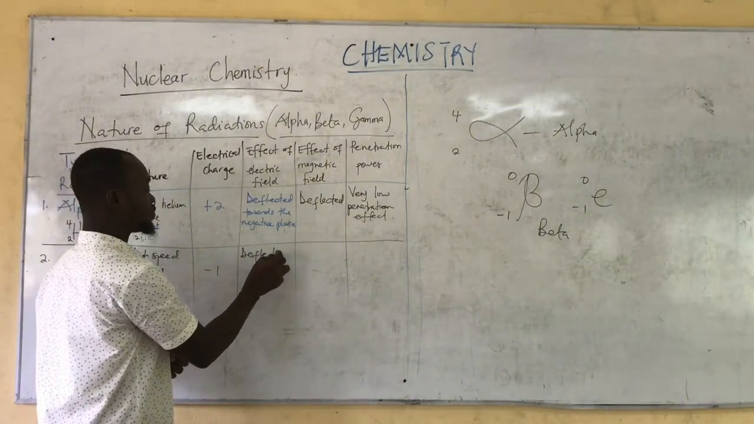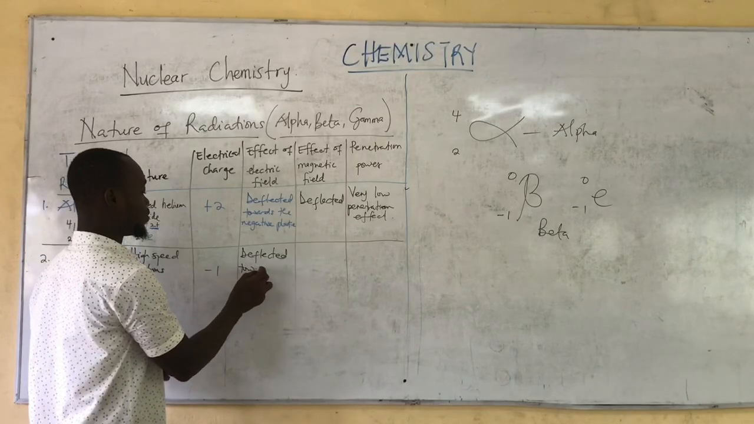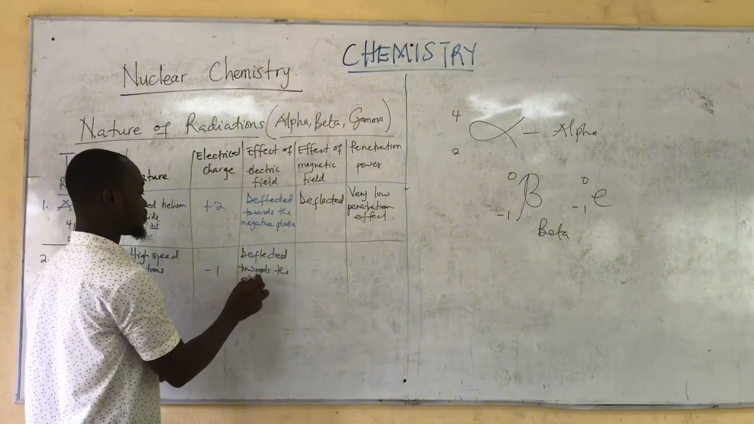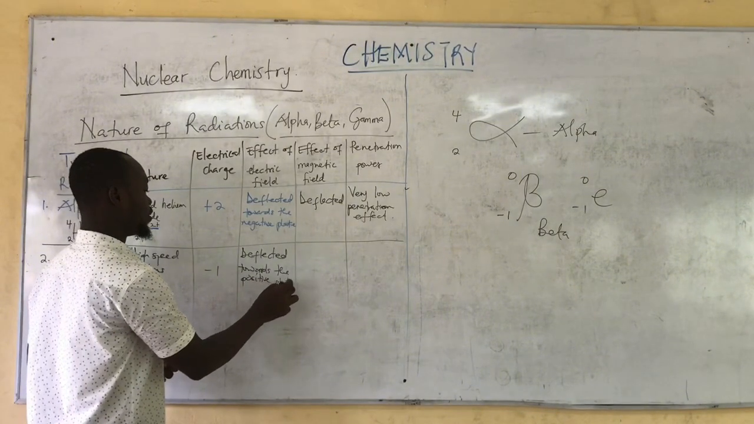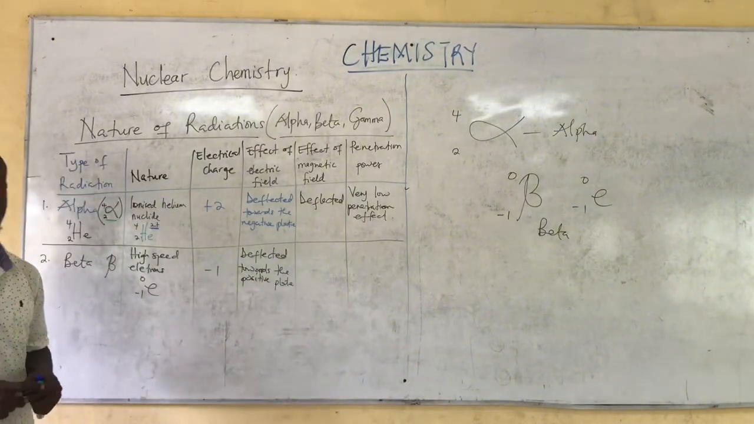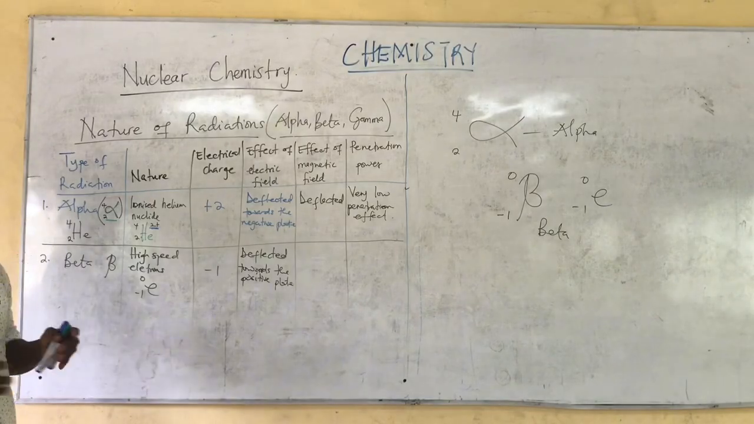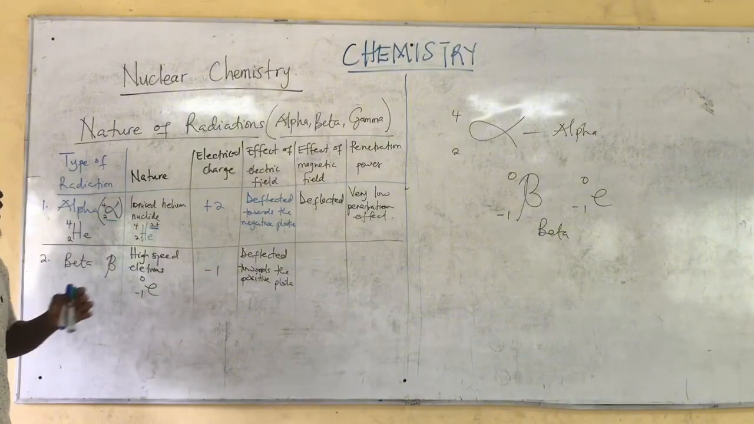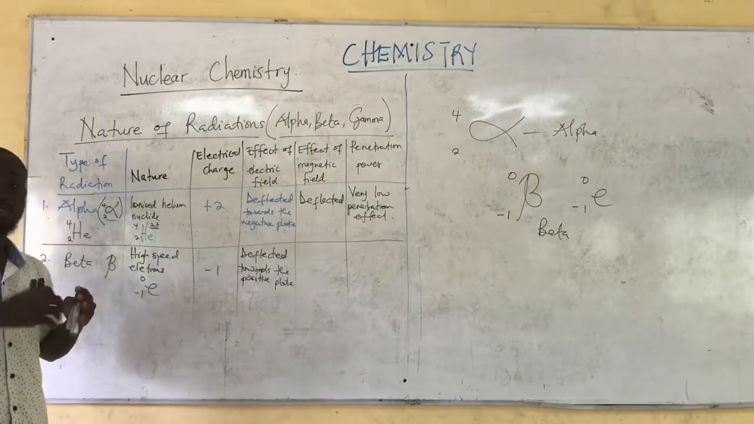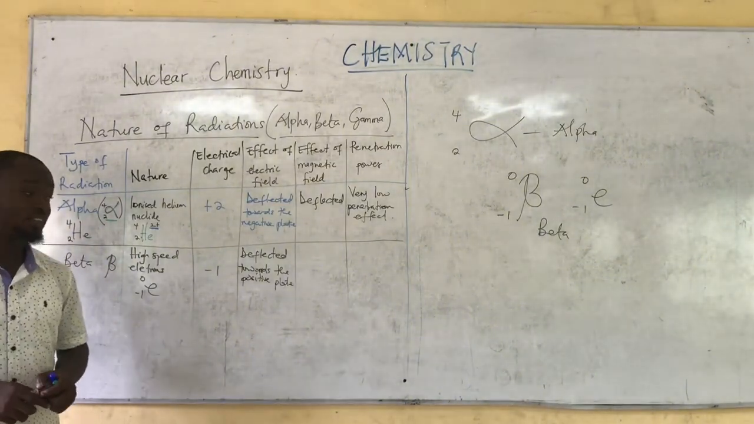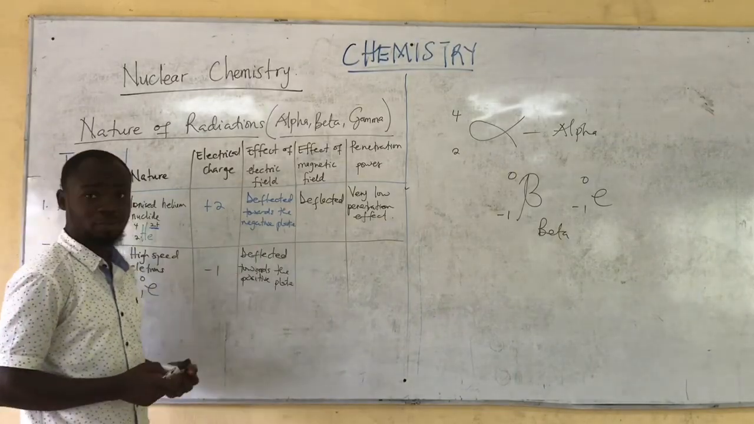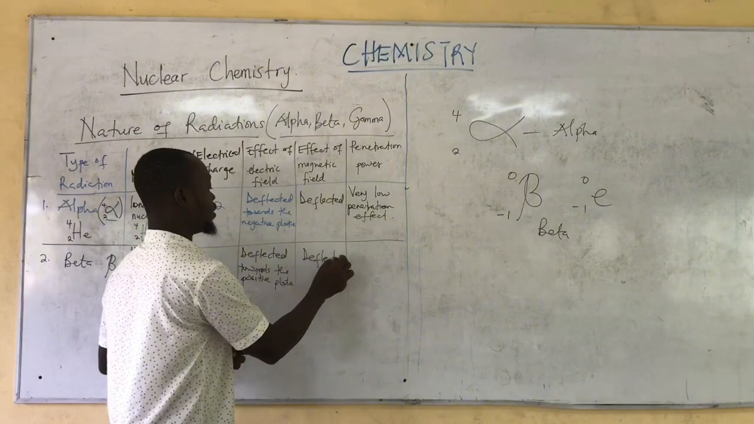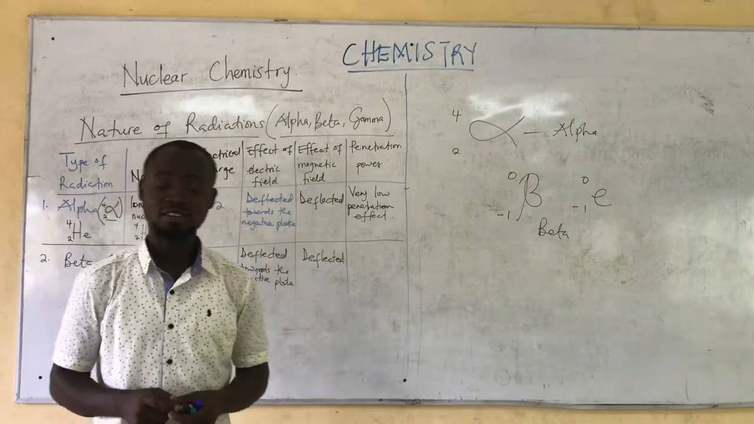It is deflected towards the positive plate. Is that okay? It is more deflected as compared to the alpha particle, which has a slightly heavy mass, so it is only slightly deflected towards the negative plate. The beta particle is deflected easily towards the positive plate. And then, since it's a charged particle, in a magnetic field it is deflected.